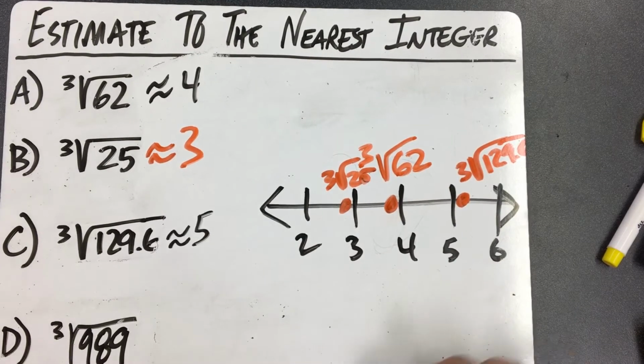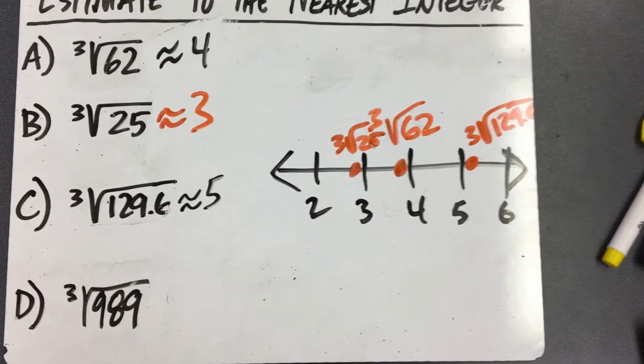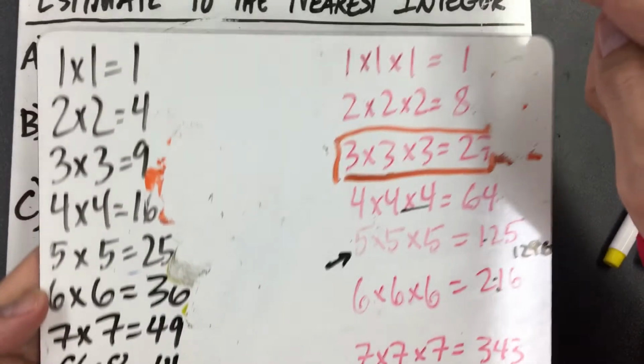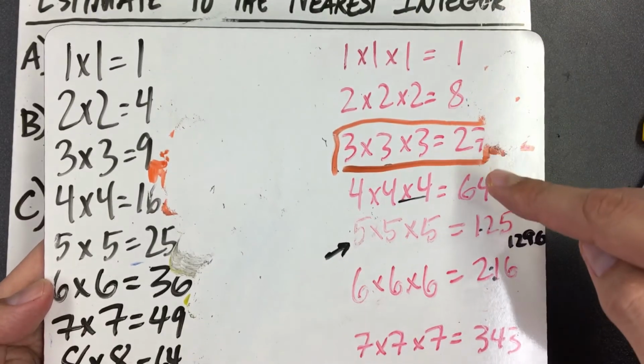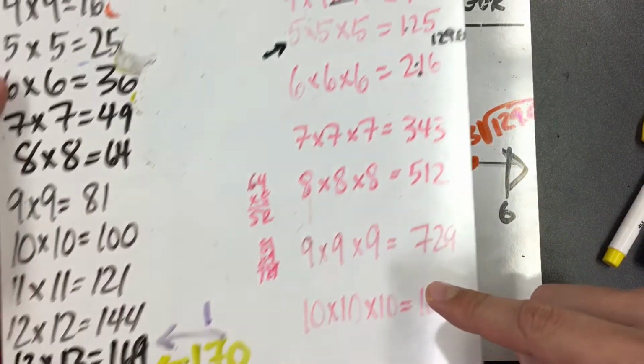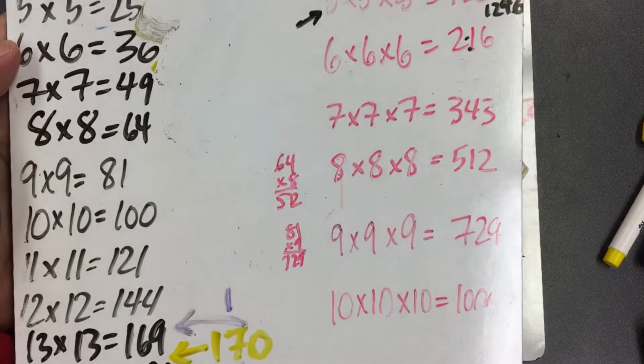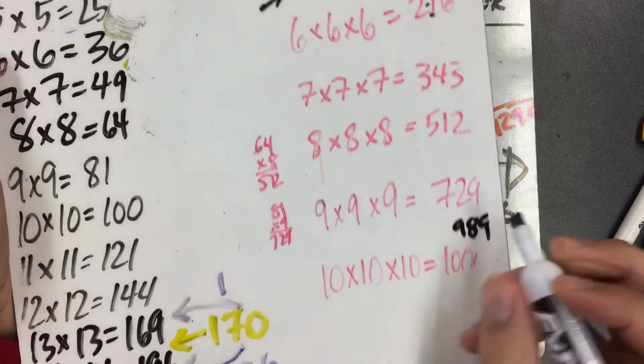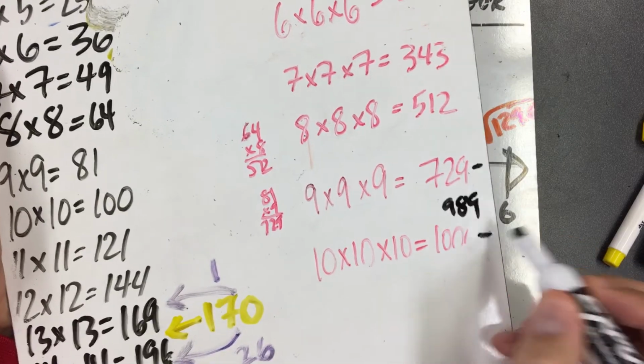And then the last one, I made it about as big of a number as they would ever ask you, 989. So all the way at the bottom of my chart down here, 989. We're going down, all the way down here. 989. It's in between 9 times 9 and 10 times 10.